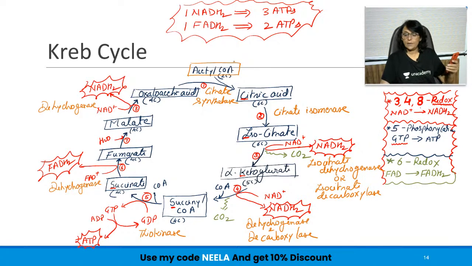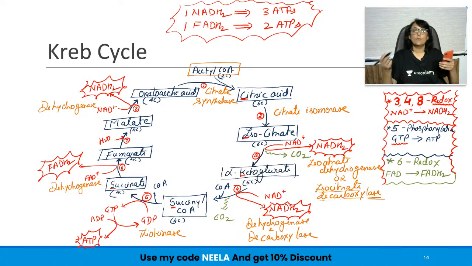Anything that is not clear in this cycle? Decarboxylase. See, addition of carbon dioxide is called carboxylation. Removal of carbon dioxide is called decarboxylation. So the enzyme which will help in removal of carbon dioxide will be called decarboxylase. The "ase" word is normally used for enzyme. So it is removing carbon dioxide from isocitrate, so we are calling it isocitrate decarboxylase.